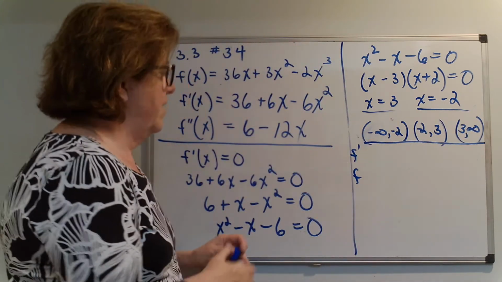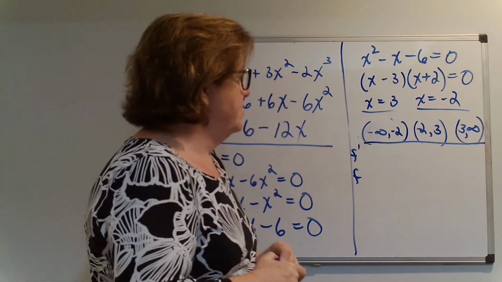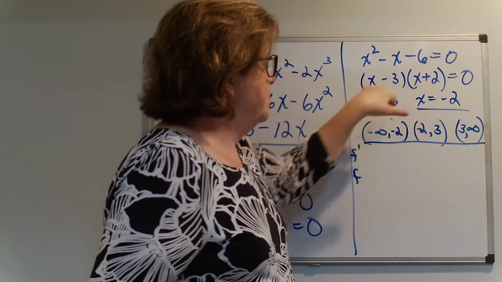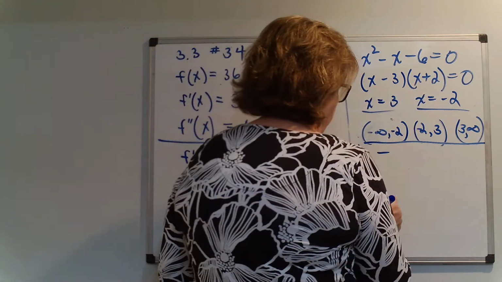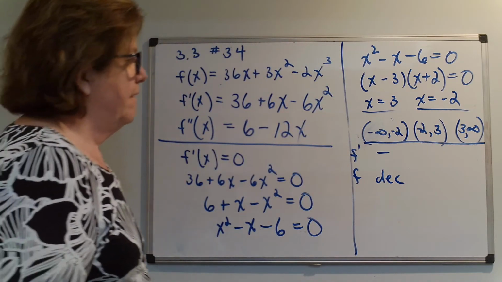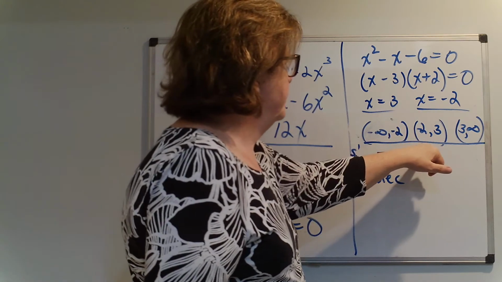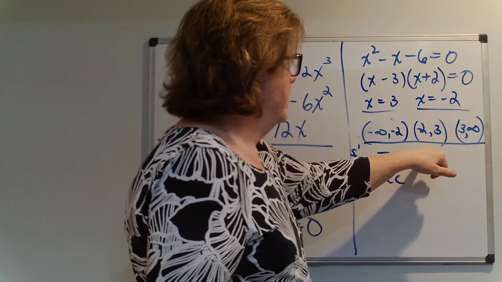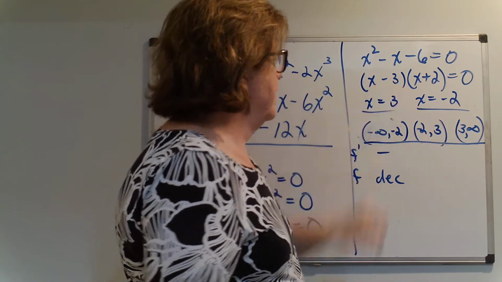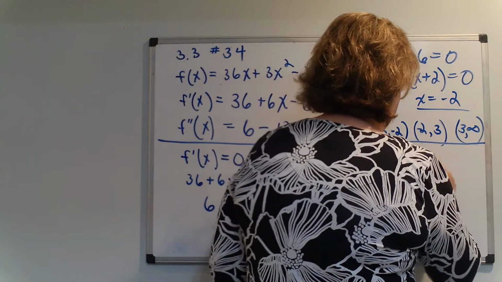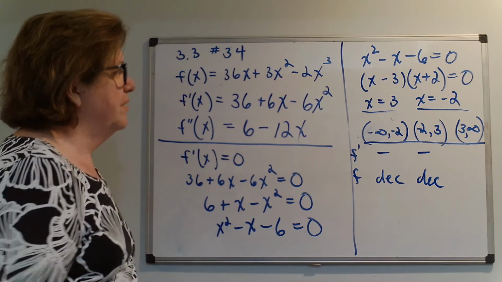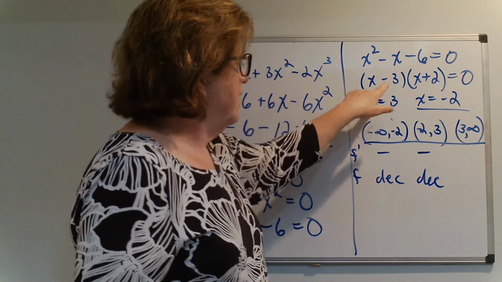So I can say, okay, if x is less than -2, like -5, this product is going to be negative, so the function's decreasing, right? From -2 to 3, like at 0, we would have -3 times 2, which would be negative, so the function's decreasing. Okay, wait a minute. I made a mistake here.